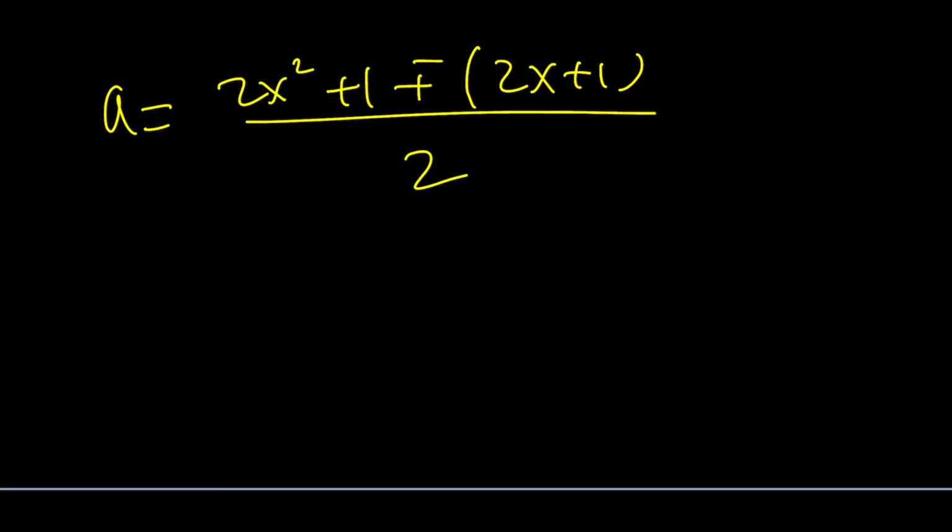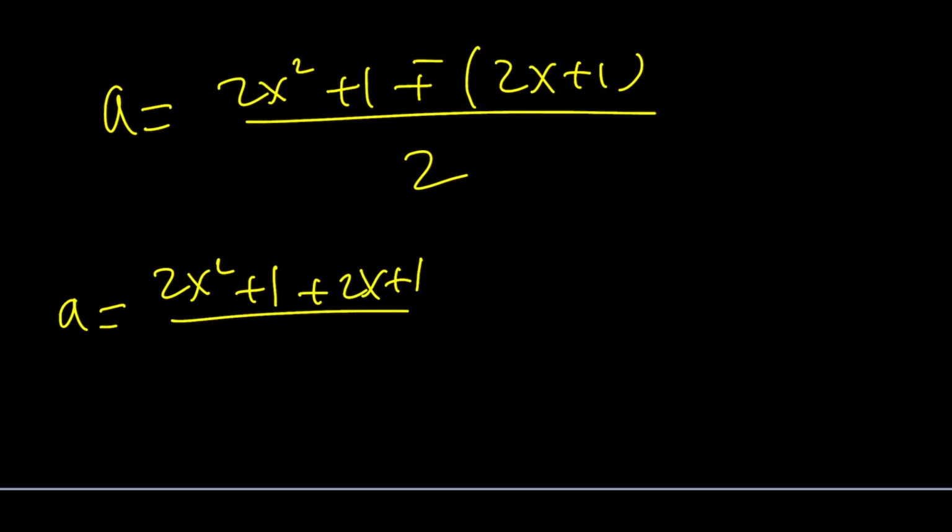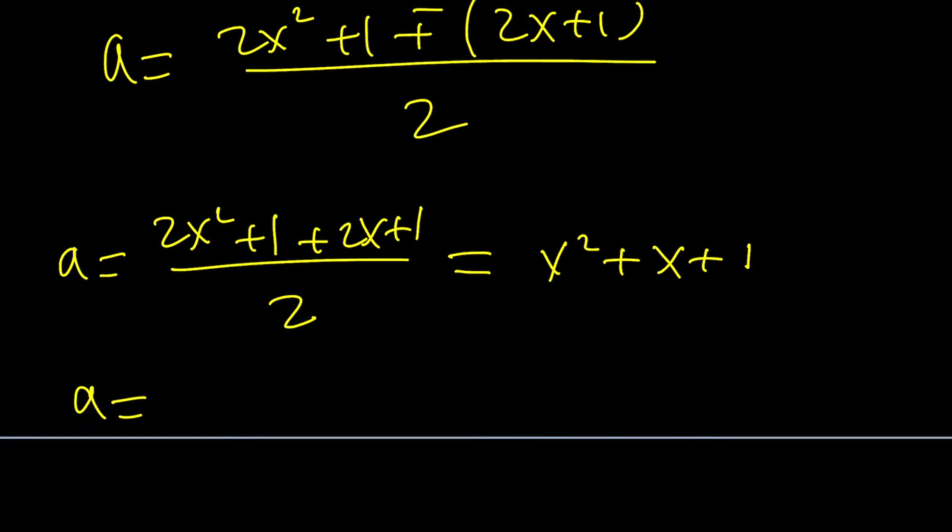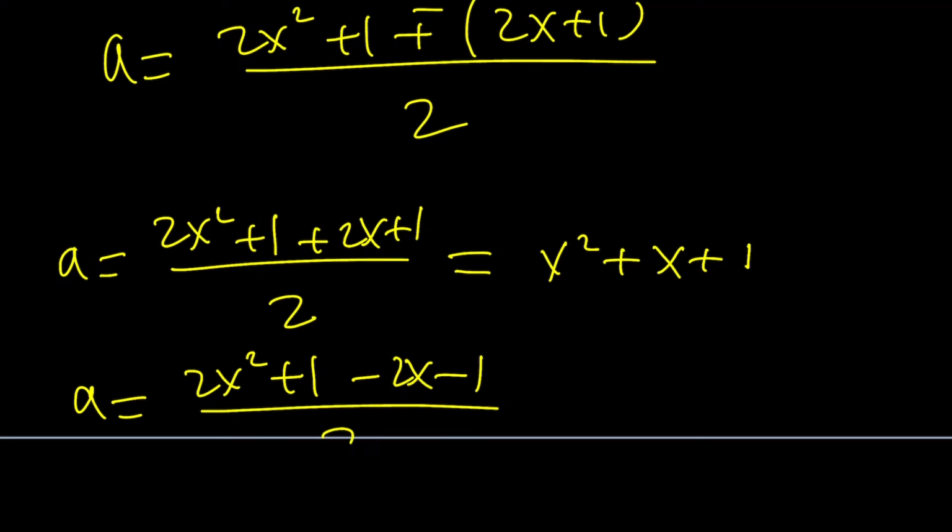And now we can go ahead and write the solution separately. 2x squared plus 1 plus 2x plus 1, all of that divided by 2. If you divide everything by 2, you get x squared plus x plus 1. Nice. Let's hold on to that. I'll show you the second one. 2x squared plus 1 minus 2x minus 1, all of that over 2. Divide, simplify, and you get x squared minus x.